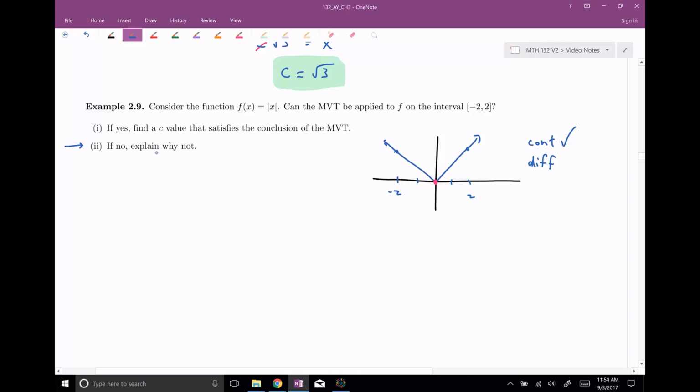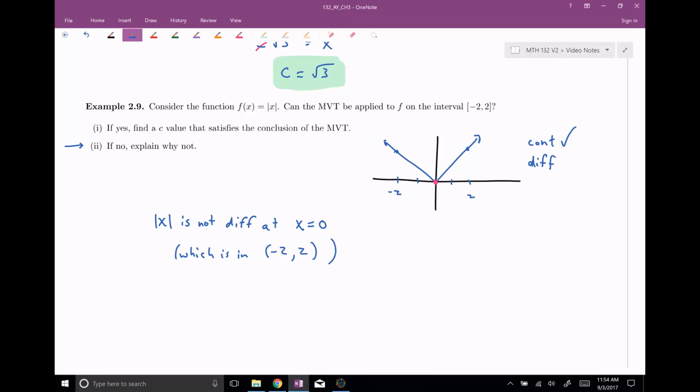So the answer, no. Explain why not. So absolute value of x is not differentiable at x equals 0. And I'll just say which is in the interval from negative 2 to 2. So this is a big problem. In this case, it will turn out that the mean value theorem, you can't find such a c value.